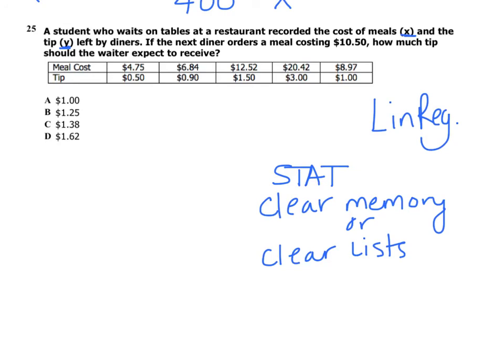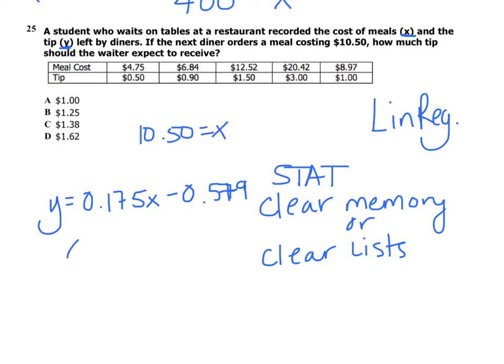Okay. Stat, calc, linear regression, go down to calculate, enter. And I get y equals 0.175x. I'm rounding off, it's 0.17465 and so on, but I'm going to round off to 3 decimal places. Minus 0.579. There's our equation. We are taking a meal price of $10.50, which is an x, and plugging it in: 0.175 times 10.50 minus 0.579. I'm going to do it on my calculator.